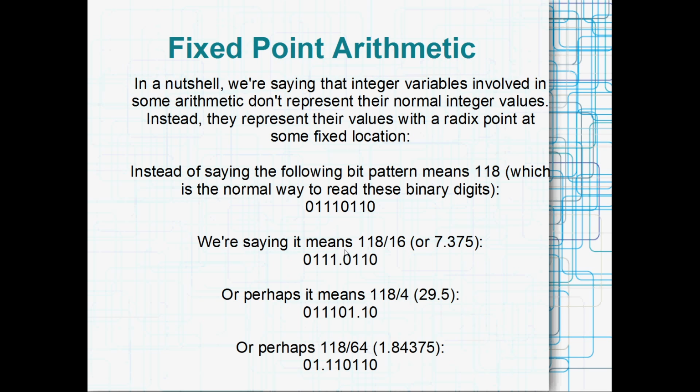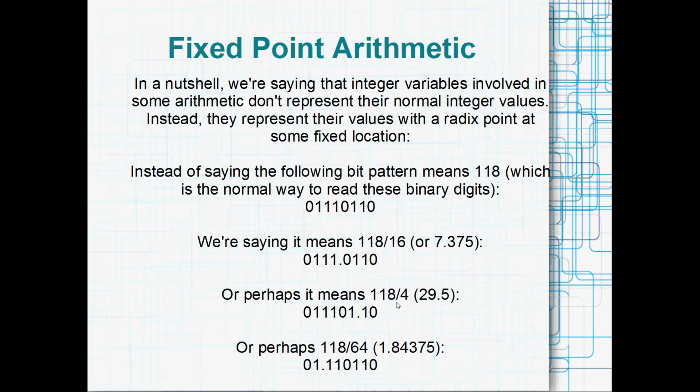But if we're using fixed point and we say that our scaling factor is 1 over 16, then what we're really doing is putting a radix point right there in the middle of those bits. So our number would become 0111.0110, which is 7.375 in decimal. Or if you like, it's just 118 over 16.